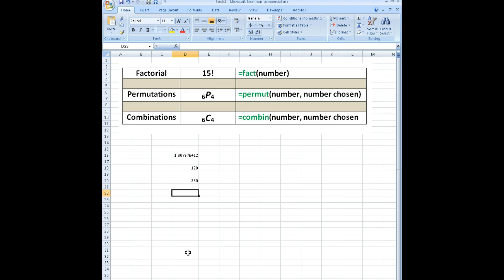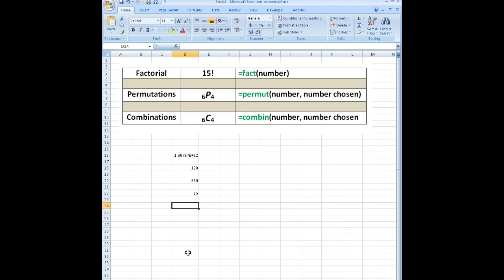So let's look at that calculation if I'm doing combinations where order doesn't matter. Again, I'm going to start with the equals, and I'm going to put in combin, C-O-M-B-I-N, and look, there it comes up. My parentheses, again, it wants the larger number and the number chosen. I want 6 things taken 4 at a time. Close my parenthesis and hit enter. And there I only have 15 combinations.